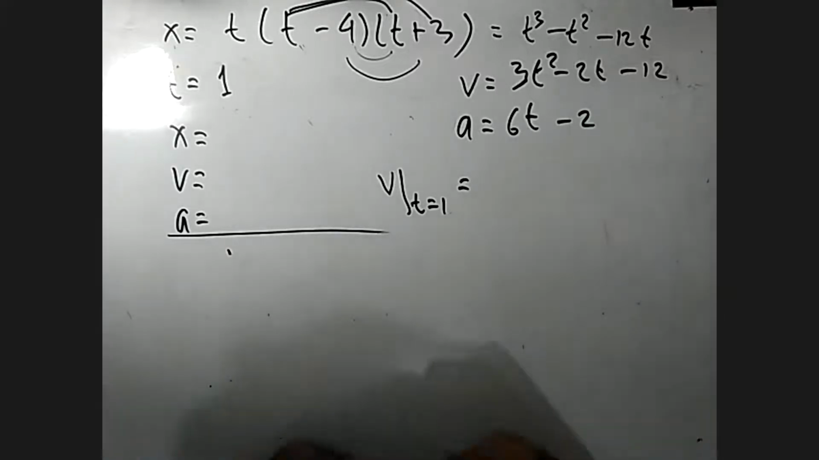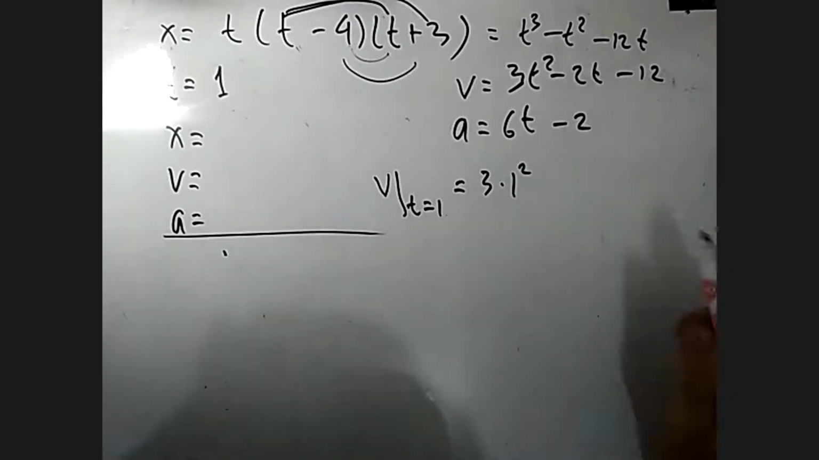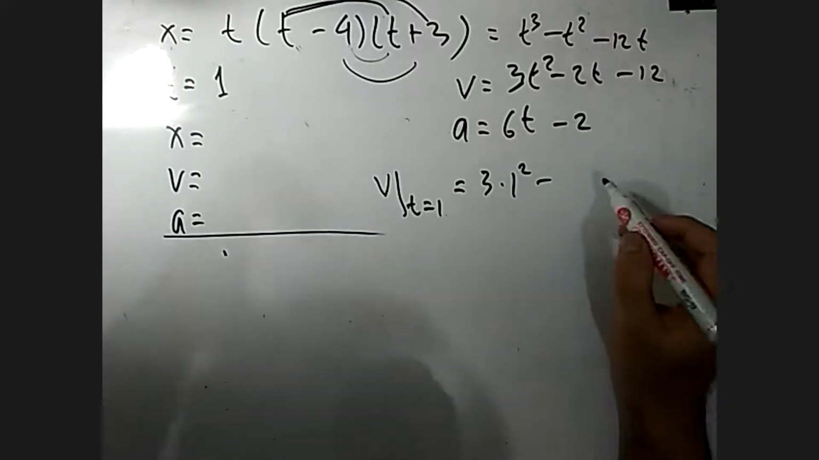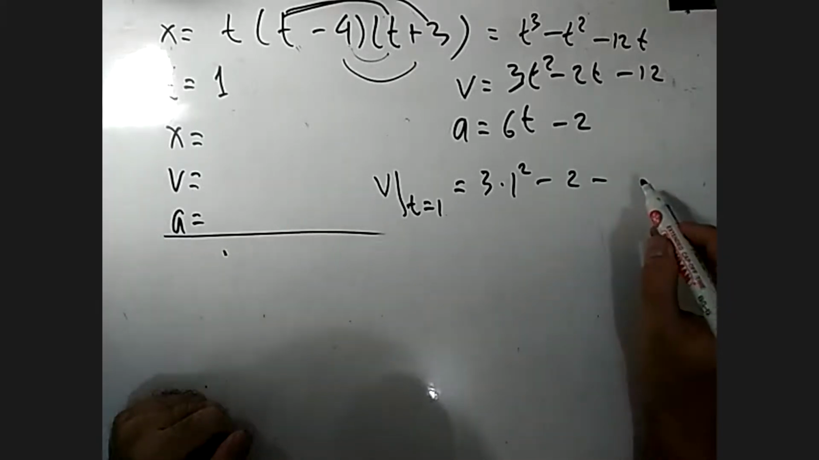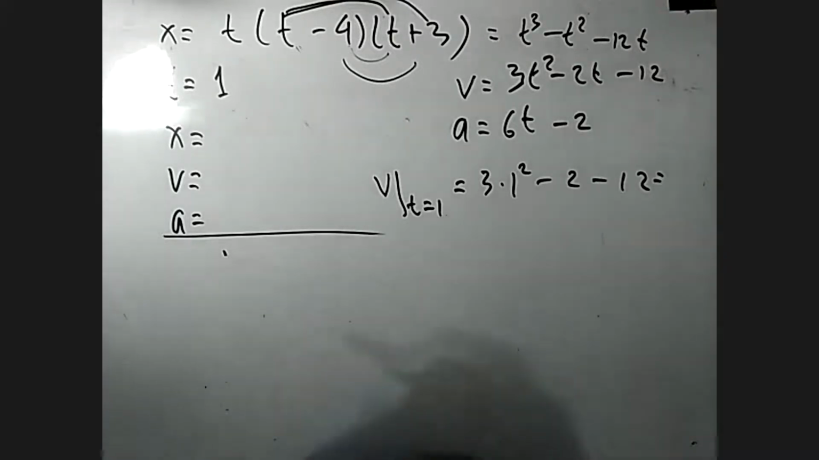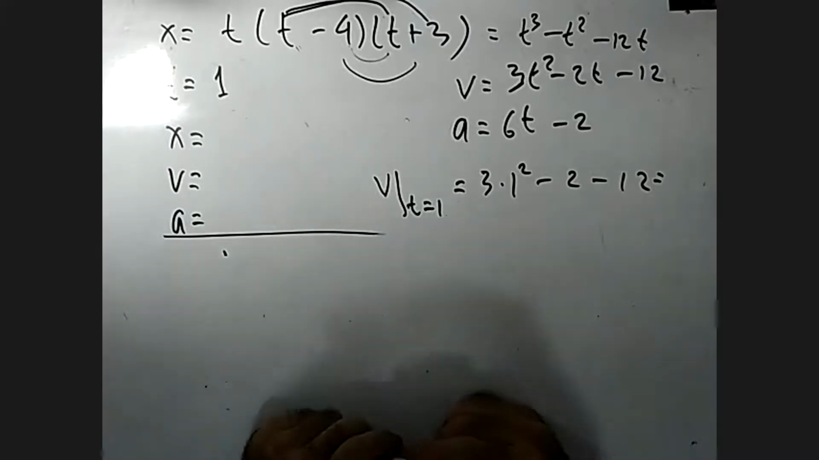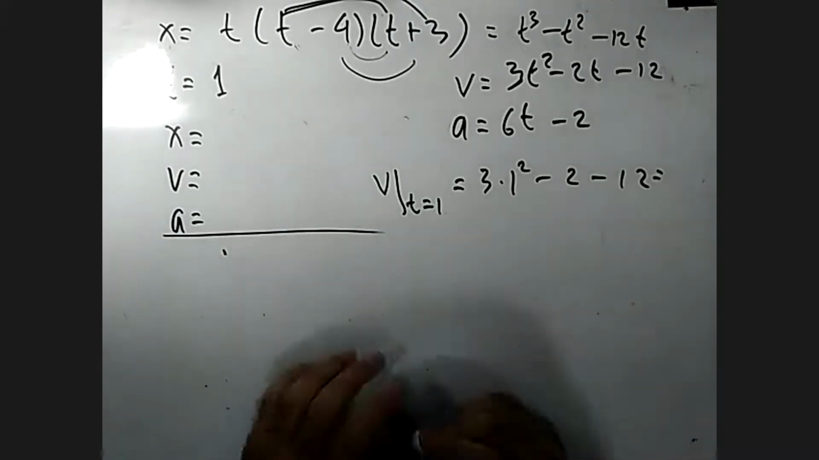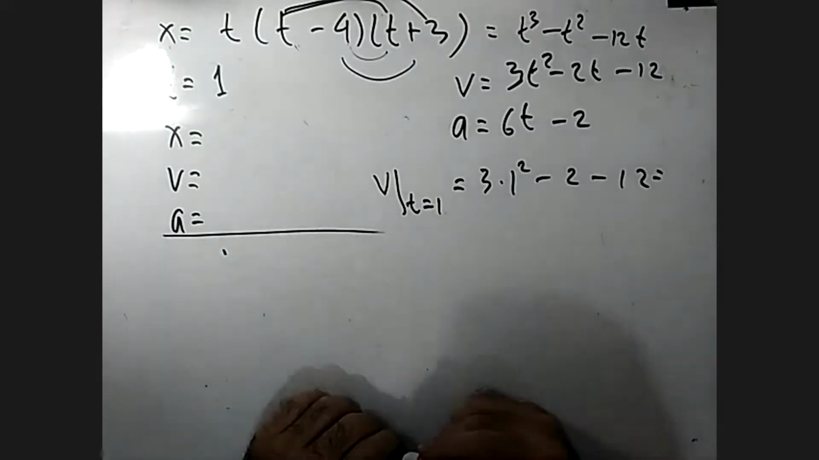3 times 1 squared, minus 2, minus 12. Okay. 3 squared minus 2 minus 12. Okay. What's the value then? Negative 5. Negative 5? No.